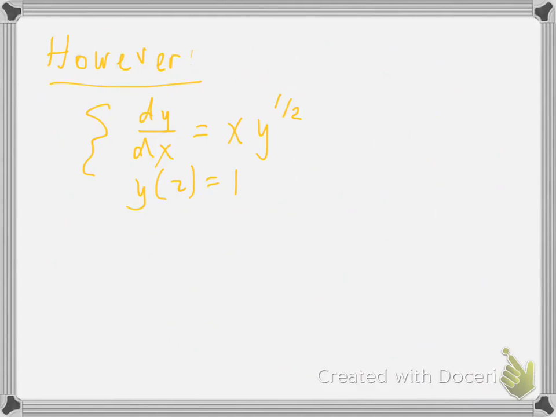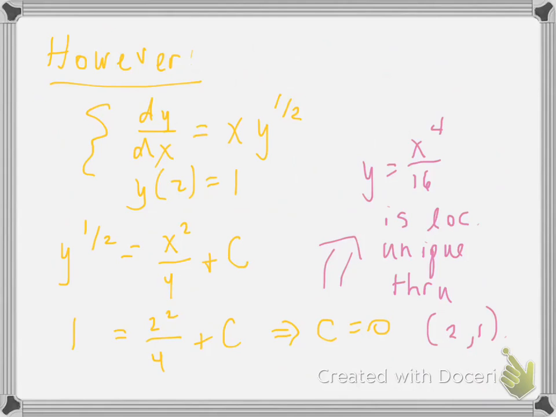So in summary, if we did separation of variables without checking the criteria of existence and uniqueness, we lost a solution. But if we are in a scenario where the existence and uniqueness theorem is satisfied, like if y of 2 equals 1, then we don't have anything to worry about. Separation of variables will not lose a solution. So we can go back to where we were before, y to the 1/2 equals x squared over 4 plus c. And if we use our initial condition, we find that c equals 0, which means that y equals x to the 4th over 16 is the locally unique solution through the point (2, 1).